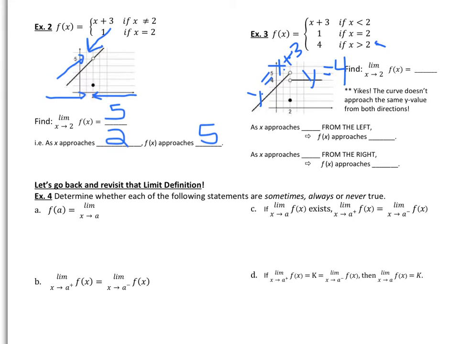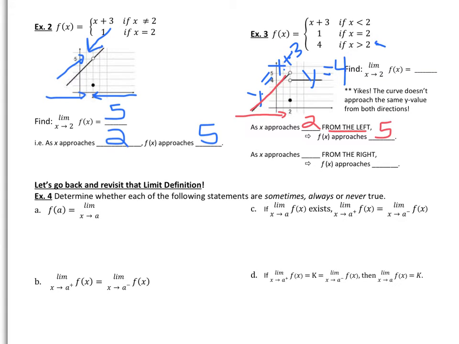Now when we take a look at the limit, we look from the left. So as x approaches 2 from the left, what happens? The y values are coming up and they're approaching 5. So as x approaches 2 from the left, f of x, or the y values, approach 5.